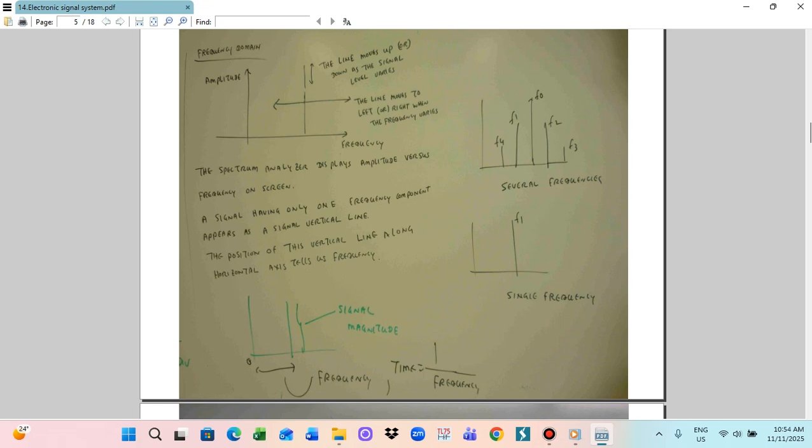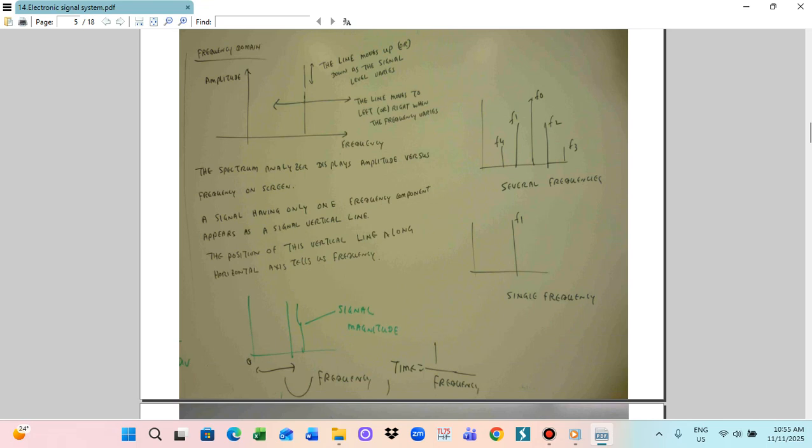In the frequency domain, the horizontal axis is the frequency, and the vertical axis is the amplitude. So this is the frequency domain. Vertical is the amplitude, and the horizontal axis is frequency. So here is this line. The horizontal line can be moved to the left or right when the frequency varies. And the vertical line moves up and down.